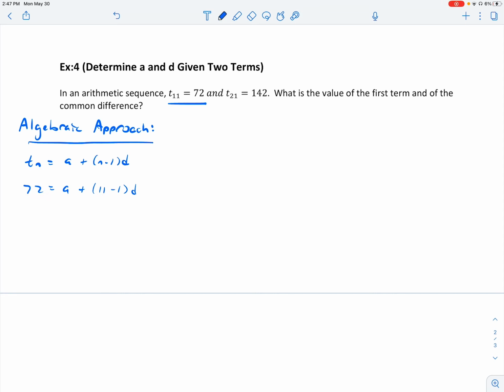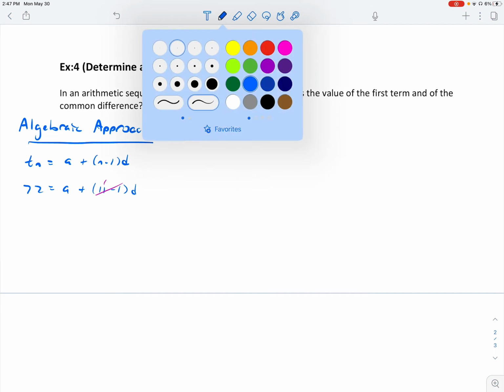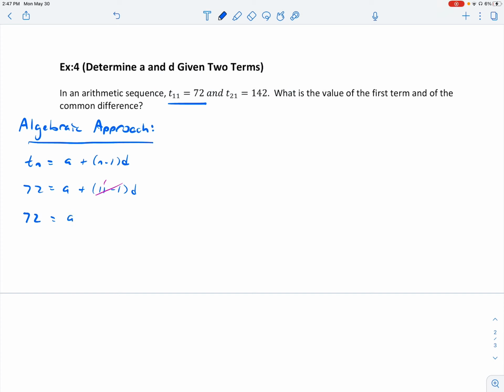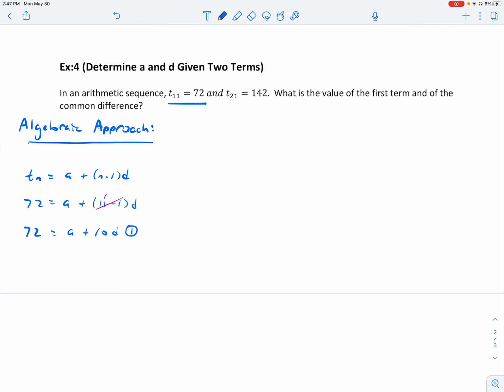Okay. So what we're going to do is expand D in. First we know that this is just 10. So we're going to have 72 equals A plus 10D. We can't do anything else with this at this point. I'm going to call this equation 1. So this here was using the 11th term. I'm just going to write that in here. We'll say sub in T11 equals 72.